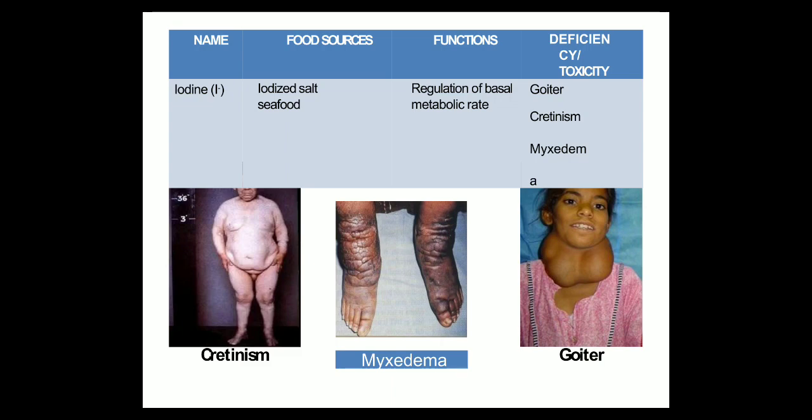Next trace element is iodine, abbreviated as I minus. Okay, the food sources from which we get the iodine are iodized salt and seafood. Functions: it regulates basal metabolic rate. Okay, and deficiency or toxicity. First, goiter. Okay, what is meant by goiter? It is an abnormal enlargement of thyroid gland.